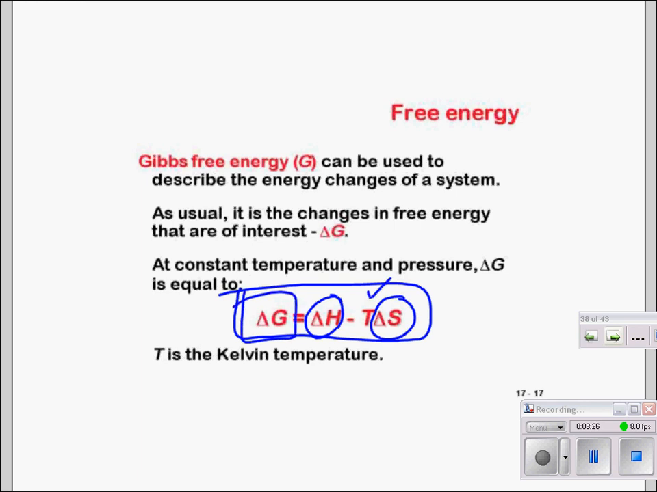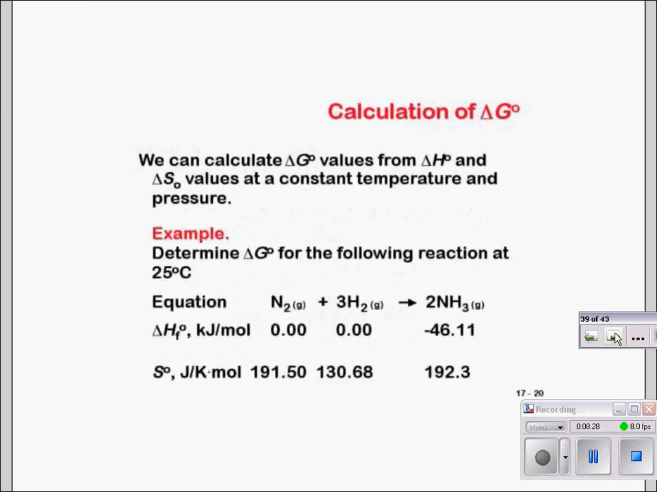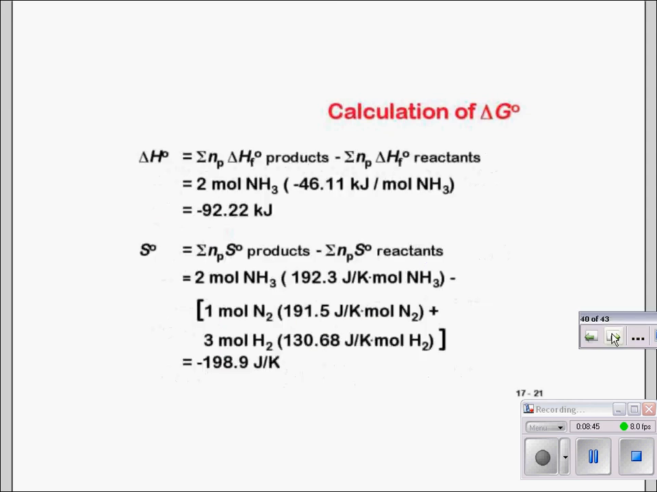If you look, here's an example. They give you the delta H values. Notice the elements are 0. Again, products minus reactants. So here's products, reactants are here. Delta S, everybody has a value, but remember it's in joules. So then we come back over here. We do our delta H, products minus reactants, using the coefficients.